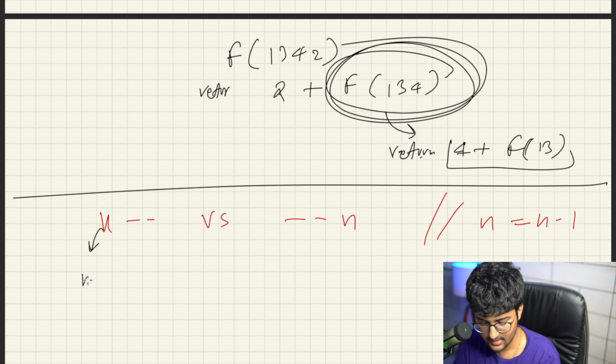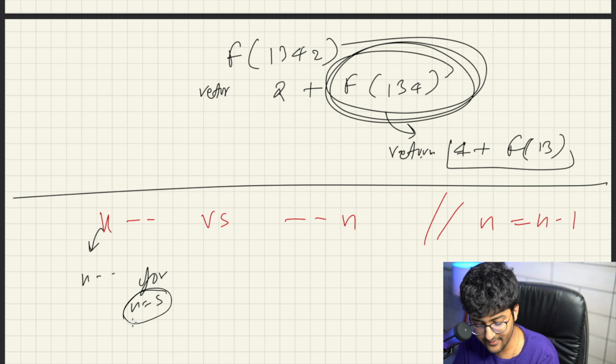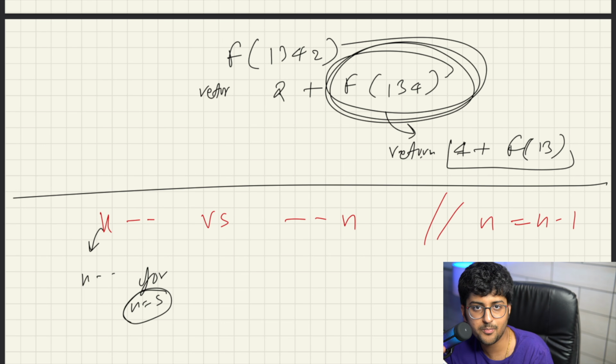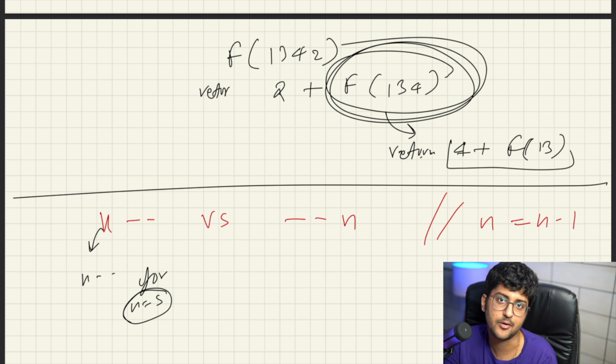So if I'm saying n-- for n is equal to 5, it will pass the value of 5 first and then subtract it afterwards, after the function is over. So it's always passing 5 only. It's not actually subtracting. That comes later on.